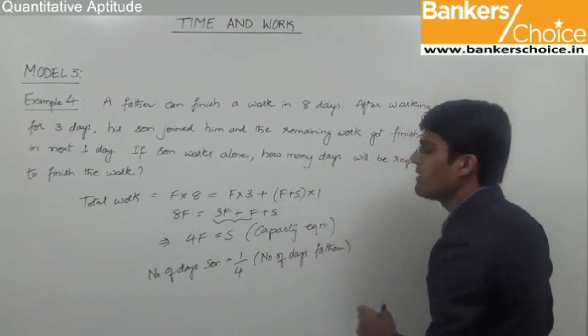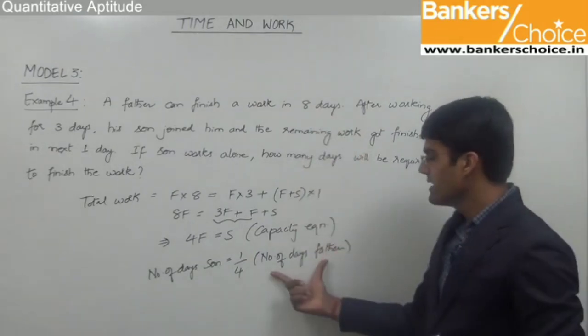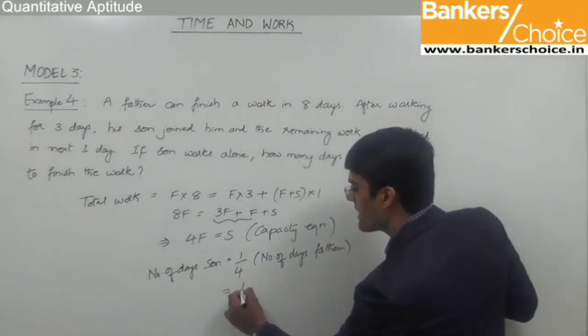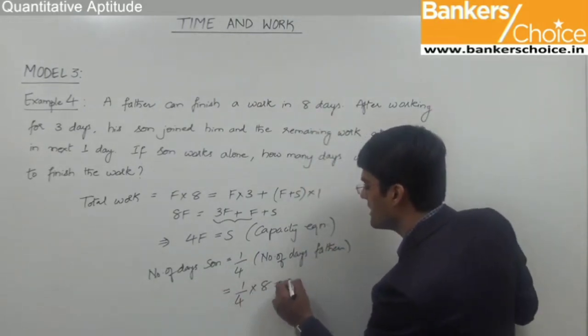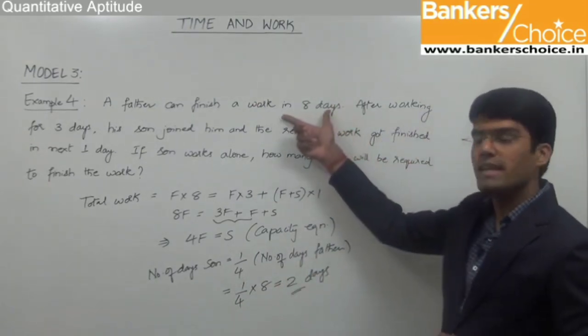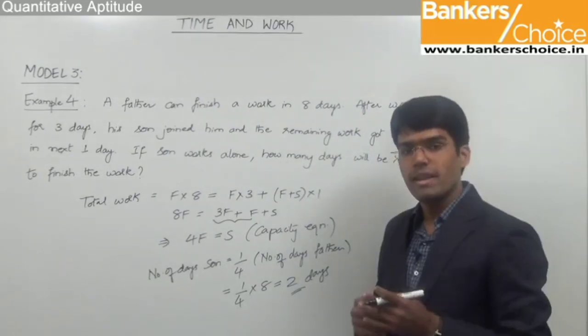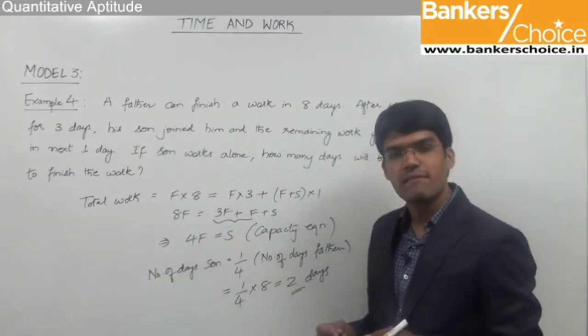Number of days taken by father. And very clearly the father can finish the work in 8 days. So we can take this as 8. So number of days required by son will be 1/4 into 8, that is 2 days. So if the father can finish the work alone in 8 days, son alone will be able to do it in just 2 days.